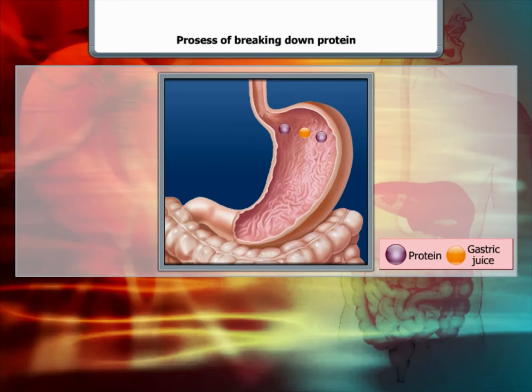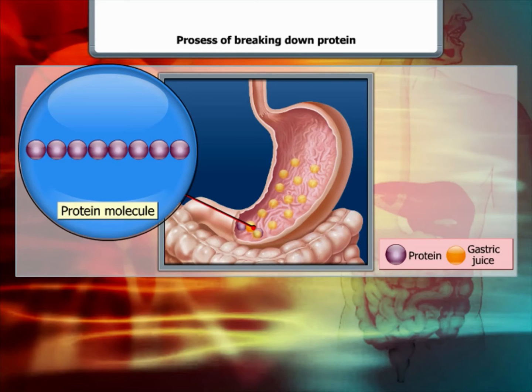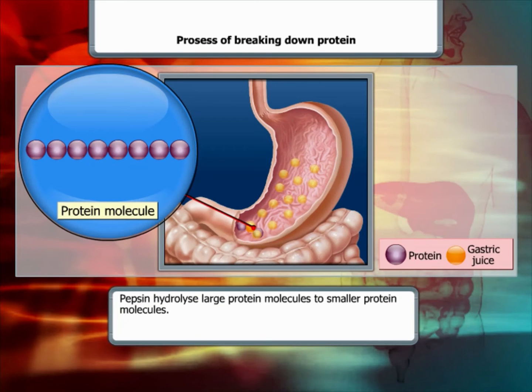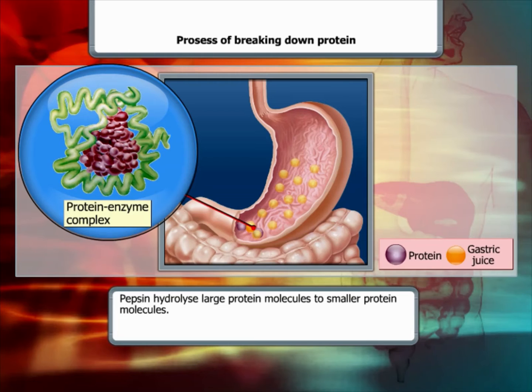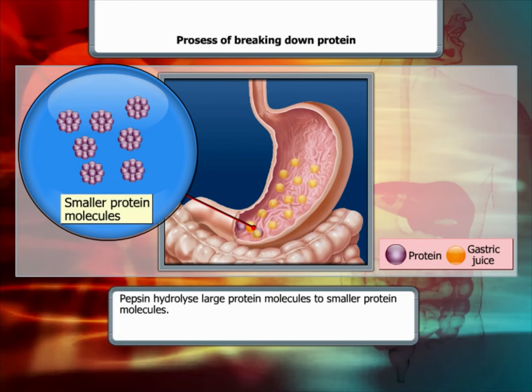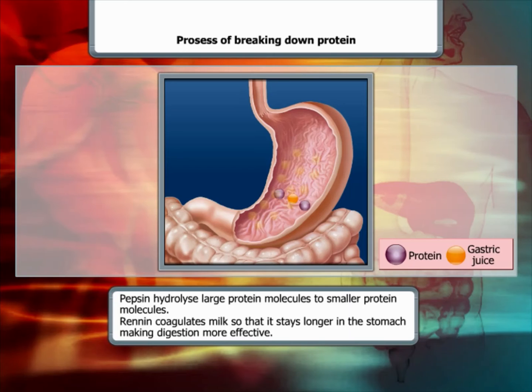The stomach secretes the digestive enzymes pepsin and renin. Pepsin hydrolyzes large protein molecules to smaller protein molecules. Renin coagulates milk so that it stays longer in the stomach, making digestion more effective. The food is kept in the stomach for 4 hours.